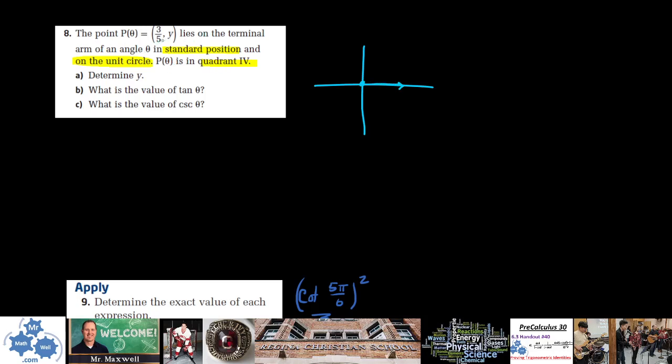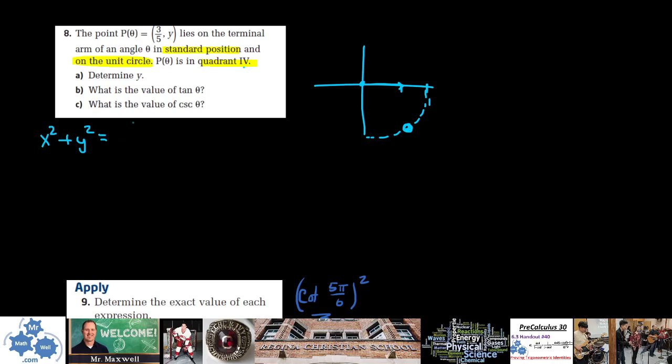Notice that the first coordinate here, the x coordinate of this point, is 3/5. Okay, so 1 is over here, 3/5 is definitely going to be inside of 1. That's great. It's on the unit circle. So if this is the unit circle down here, it's going to be right here. Okay, quadrant 4, and it's on the unit circle. So what else do we know about the unit circle? We know that x squared plus y squared equals what?